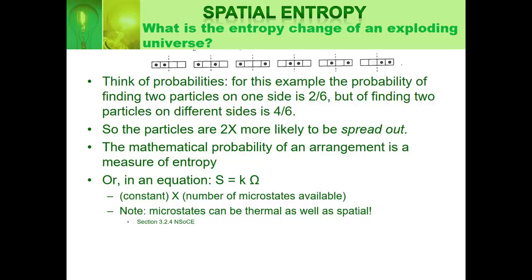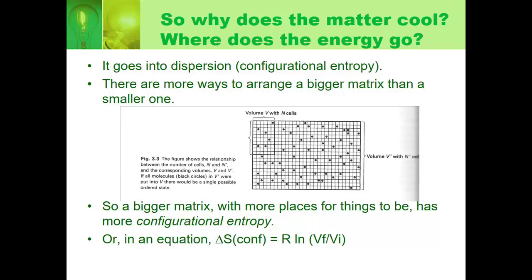And realize that microstates can be thermal as well as spatial, and all the entropy types actually go together. But some of them are better for answering some questions than others. This is the one that helps explain what happens to the universe. So we can ask the question, why does the matter cool, or where does the energy go? The energy goes into entropy, in a sense.